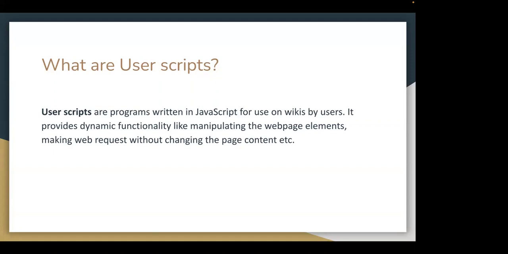So this is the flow. Once the page is loaded on the web browser, only JavaScript can manipulate that. And what does it mean by manipulation? Like a color change, or if a user clicks on some button, what error or alert we want to show. All these kinds of things are done by JavaScript. So a user script is nothing but some programs written in JavaScript that a user can put in their own wiki page.